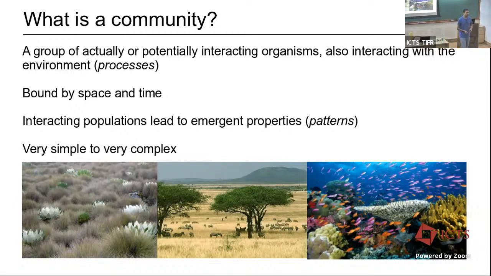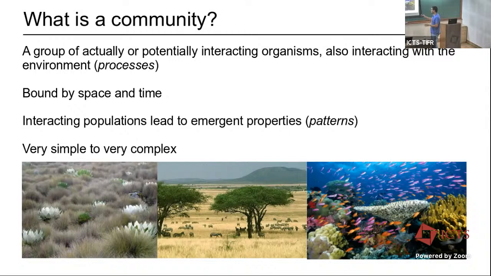So as a broad definition, basically what you've got is a bunch of species that are there in a particular location at a particular time. Either they're actually interacting with each other, one is eating the other, one is competing with another species, or they can potentially interact. We'll talk about what those interactions are, various kinds of interspecies interactions.